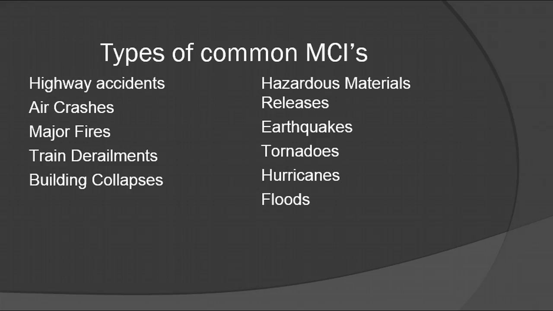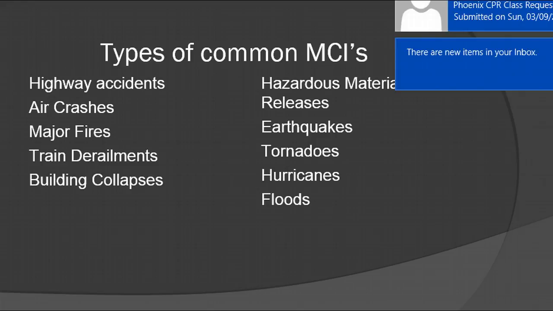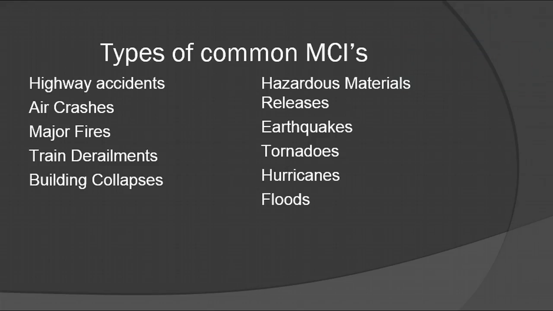And if you have a major fire, you're going to have a lot of issues to deal with, command situations, as well as there's a possibility that you might have mass casualties. Train derailments is another one. They've had a few recent train derailments. Fortunately, they're managed very well. And then building collapses, those can be quite difficult to deal with. And then hazardous material releases and earthquakes, tornadoes, hurricanes, and floods. So natural disasters.